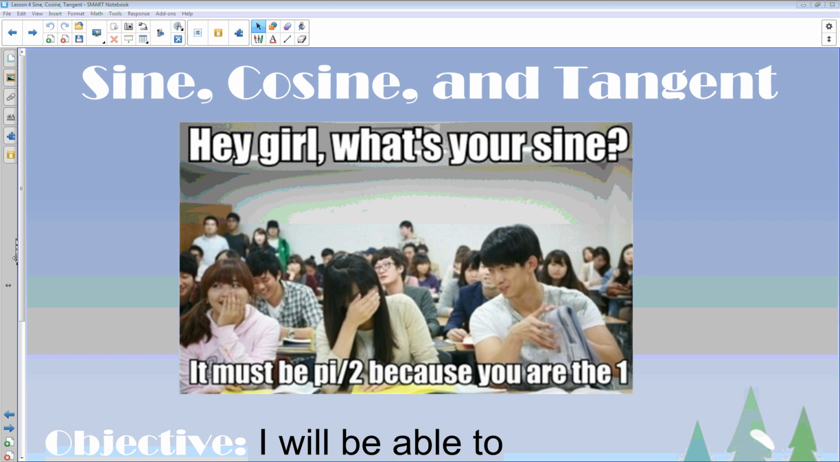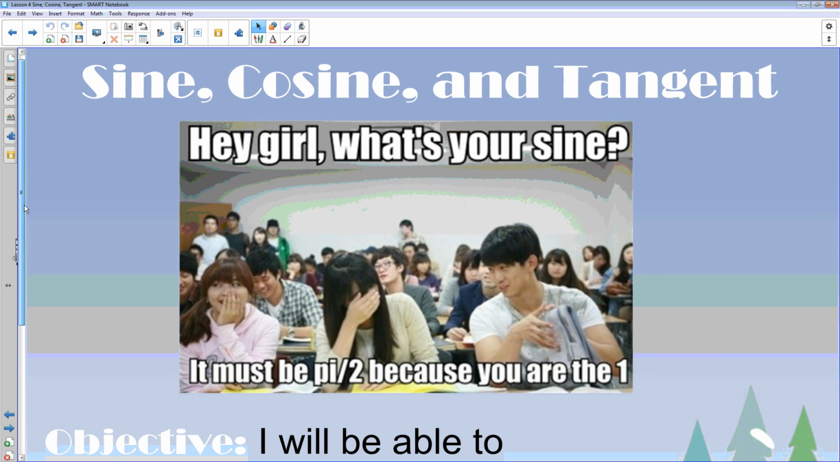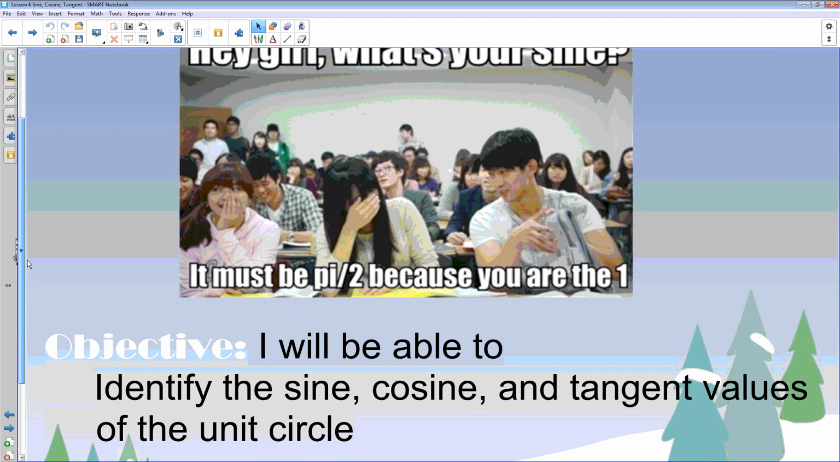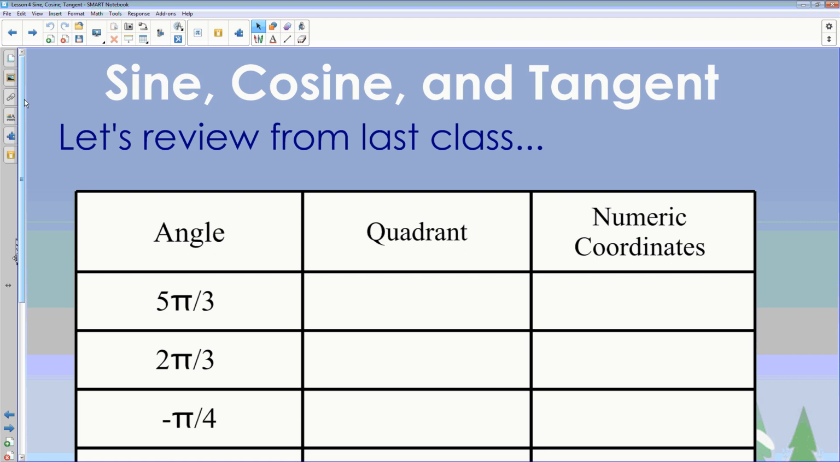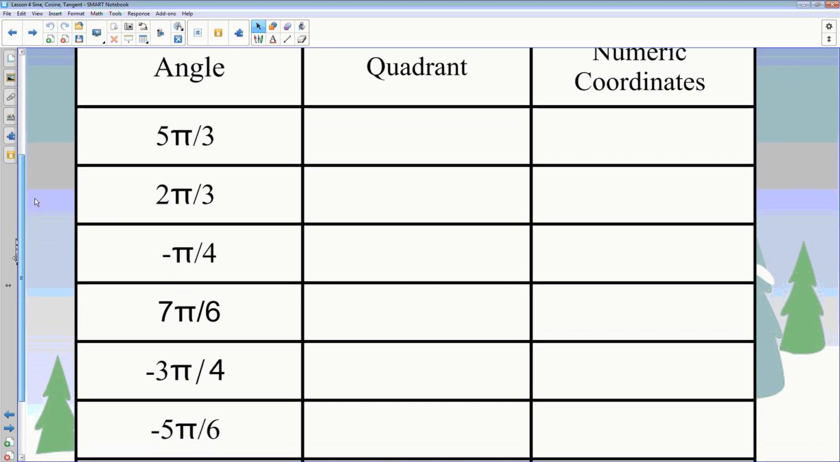Hey guys, in this video we're going to be talking about how to find the sine, cosine, and tangent of our angles on the unit circle. And this meme that's shown right here will make a little bit more sense after today's lesson. So our objective is just to be able to find and identify the sine, cosine, and tangent values of the unit circle.